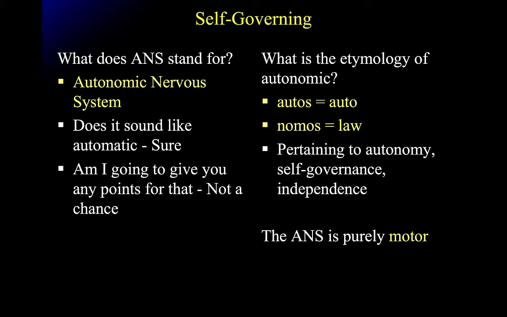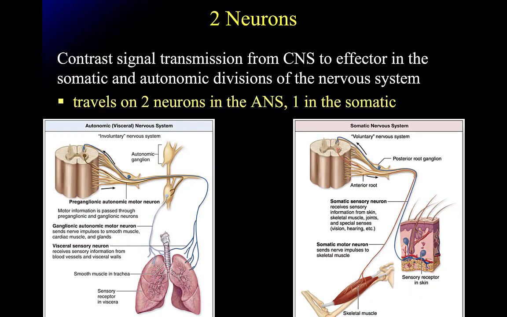nervous system. So the ANS is going to be providing motor signals only, and these are going to be to those involuntary effectors: cardiac muscle, smooth muscle, and glands. We want to contrast signal transmission from the central nervous system to the effector, comparing somatic and autonomic divisions.